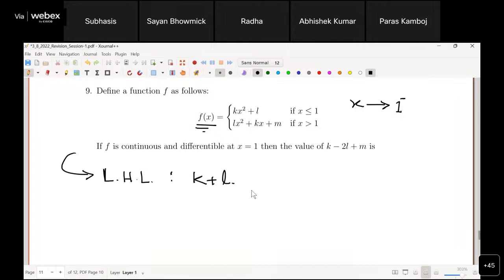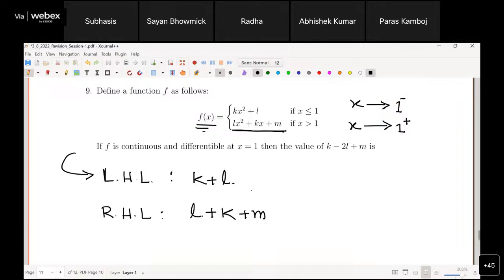And what about the right-hand limit of this function? It is l plus k plus m. When you are going to x from the right-hand side, the value of x is greater than or equal to 1. In that case, the value of the function is precisely lx square plus kx plus m. When you go towards 1, the limit will be l plus k plus m.